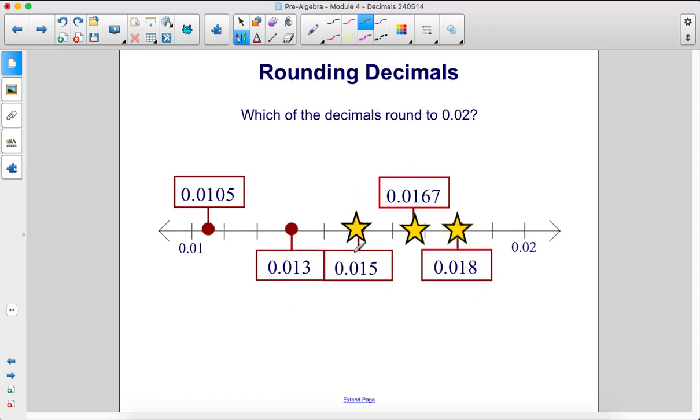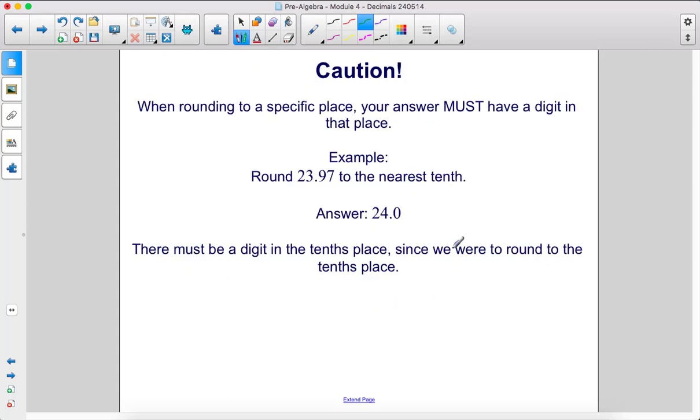So as you can see, on the number line, you have 0.01 down here, 0.02 up here. Anything that's halfway between or greater is going to round up to this one. Anything that's below the halfway point is going to round down to that one. When rounding to a specific place, your answer must have a digit in that place.